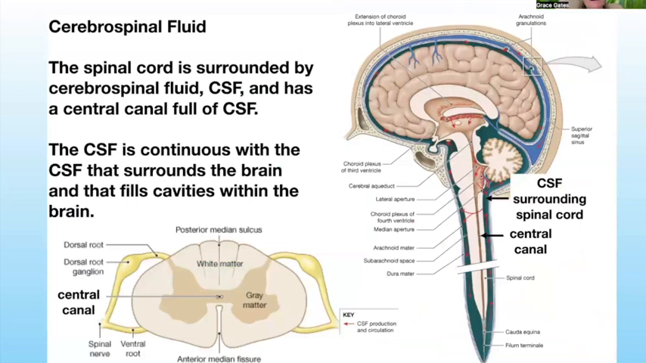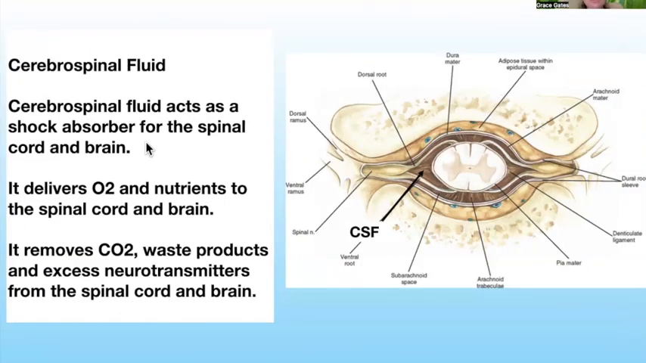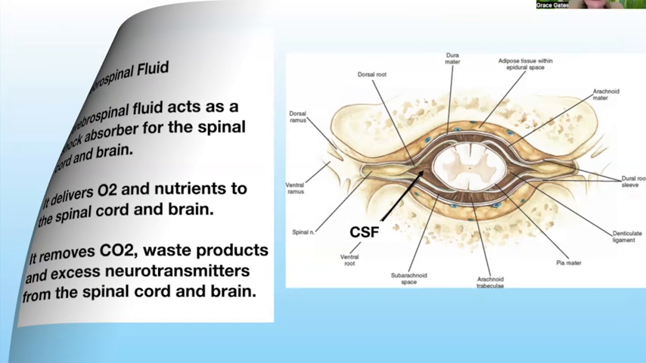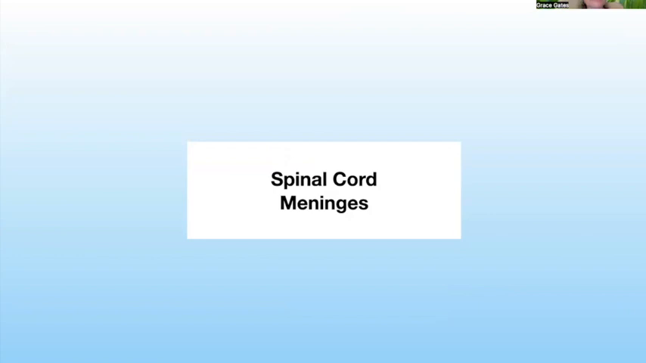Cerebrospinal fluid. The spinal cord is surrounded by cerebrospinal fluid and has a central canal full of cerebrospinal fluid. The cerebrospinal fluid is continuous with the cerebrospinal fluid that surrounds the brain and that fills cavities within the brain. So we'll see this again when we learn the brain. Cerebrospinal fluid acts as a shock absorber for the spinal cord and brain. It delivers oxygen and nutrients to the spinal cord and brain. It removes carbon dioxide, waste products, and excess neurotransmitter from the spinal cord and brain. So it's quite handy.